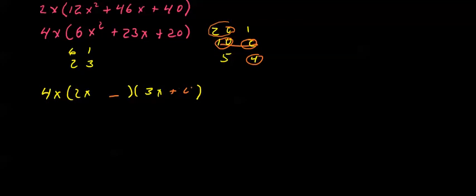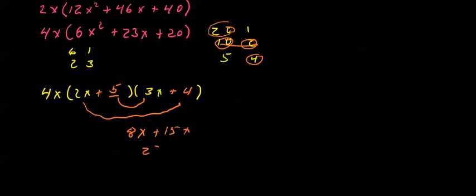I'm going to try the 4, and I'm going to try the 5 here, and hopefully this works. 2x times 4 is 8x. 5 times 3 is 15x, which adds up to be 23x, which is what I want. Check. My final answer, 4x times 2x plus 5 times 3x plus 4. When you get your greatest common factor, always check to make sure you really have the greatest common factor. All right, let's go on to our special cases.